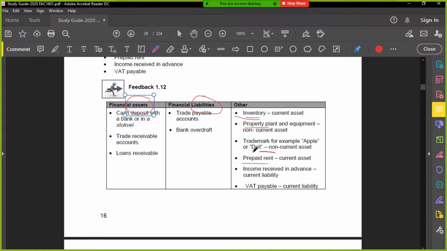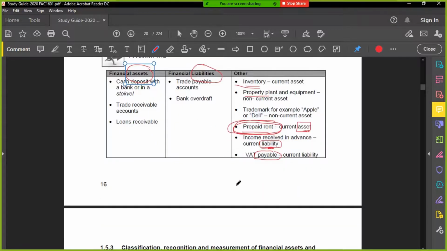Prepaid rent. What type of account is this? It is an asset. Very good. Okay, what type of account is VAT payable? Oh, okay. I see the answer. I hope you weren't cheating. No, no. I'm just asking for that. Why is it a liability? It's payable. Payable means it's paid over to SARS.